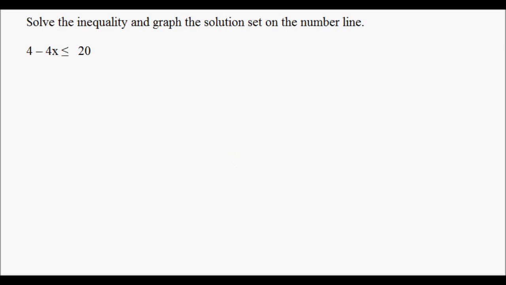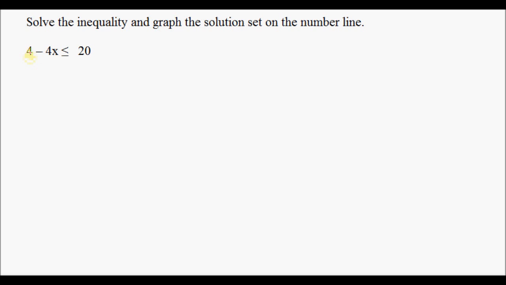Hey everyone, here's another inequality to solve, and we want to graph the solution on the number line. Doesn't look too bad. 4 minus 4x is less than or equal to 20. So to solve the inequality, we get x on one side and a number on the other, just like an equation.